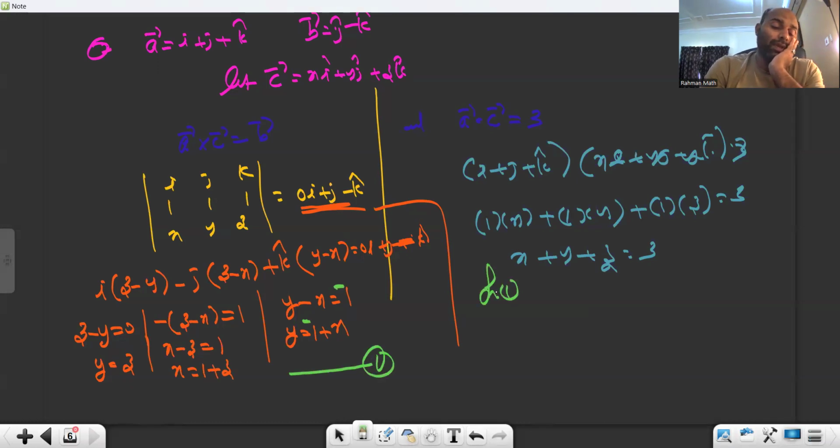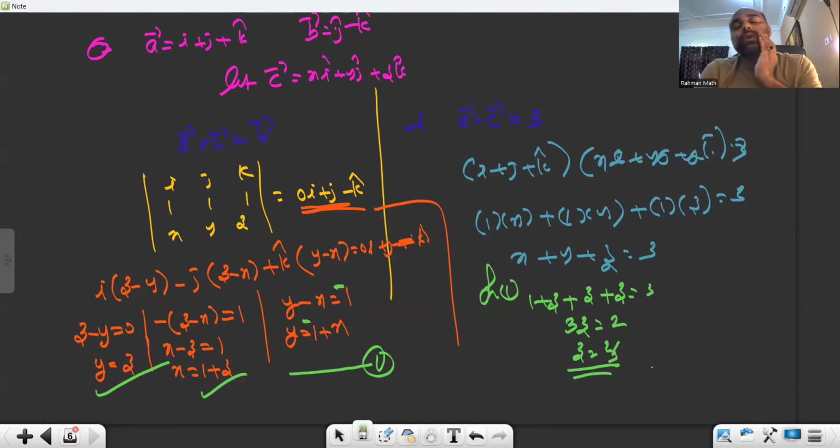From 1, X value we wrote in terms of Z, 1 plus Z. Y value is same as Z. Then already there is a Z. So 3Z equal to 2, Z equal to what? 2 by 3.